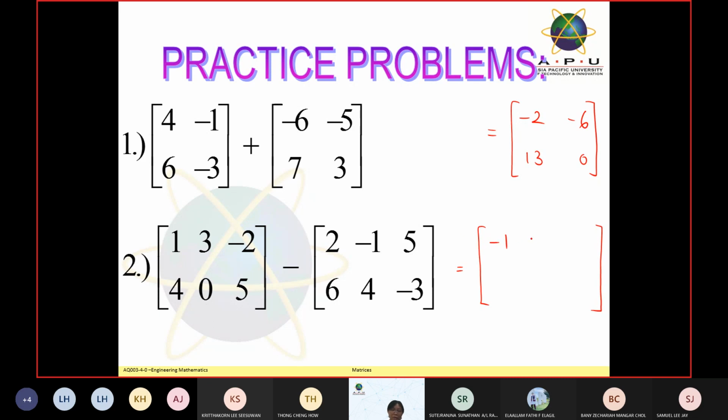then 3 plus 1, 4, then negative 2 minus 5, negative 7, correct? So negative 2, negative 4, and 8, correct or not? 4 minus 6, yes. 0 minus 4, negative 4, 5 minus, okay, so plus 8. Okay, correct? Okay?